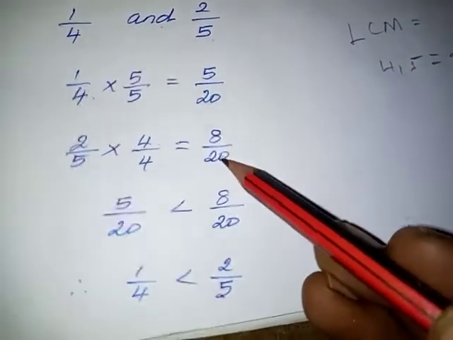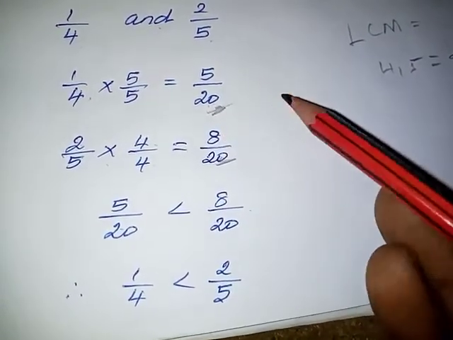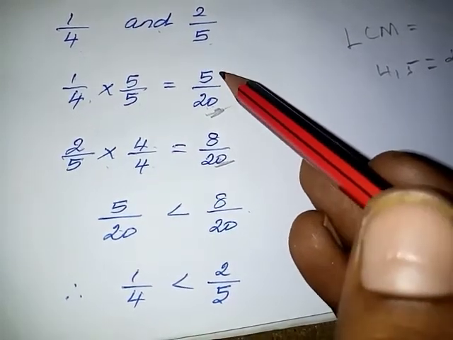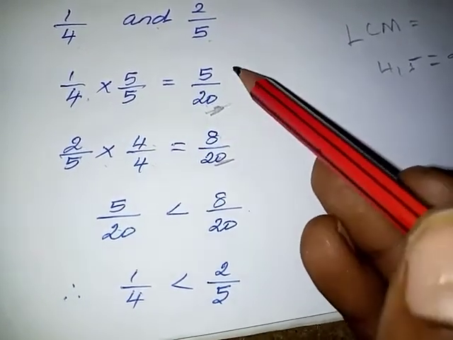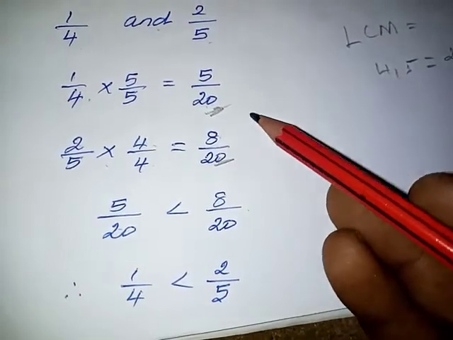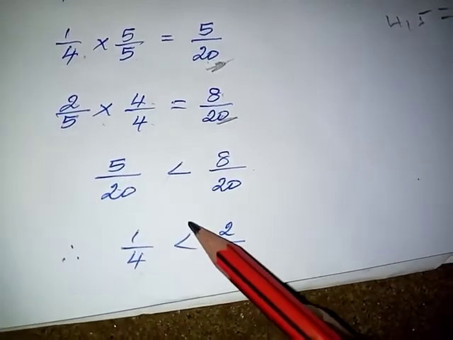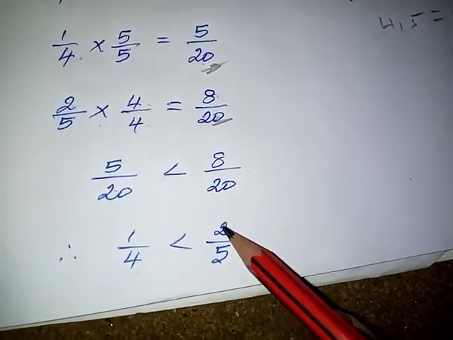Now both denominators are the same. So it is a like fraction. So now we can check the numerators. So 5 and 8. So 5 is smaller than 8. So therefore the required answer is 1 by 4 is smaller than 2 by 5.